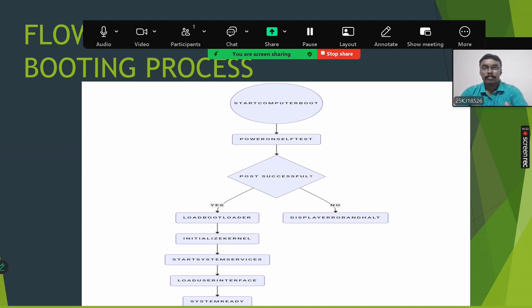First of all, we push the power button, like power on. The next one is BIOS or UEFI initialization. What do we mean by BIOS? BIOS means basic input output system, and UEFI means unified extensible firmware interface. This is activated after we push the power button.